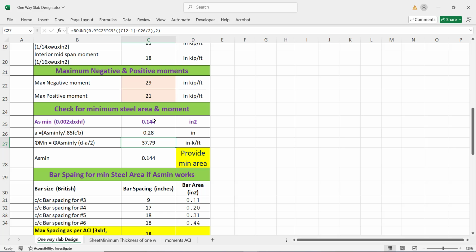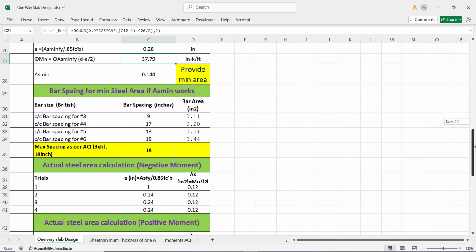So for this area, this moment is required. This moment will be compared with these maximum moments. So this is more. It means that we go for the minimum. We cannot reduce the area of the steel below this percent. So go for the minimum. This is very simple now.